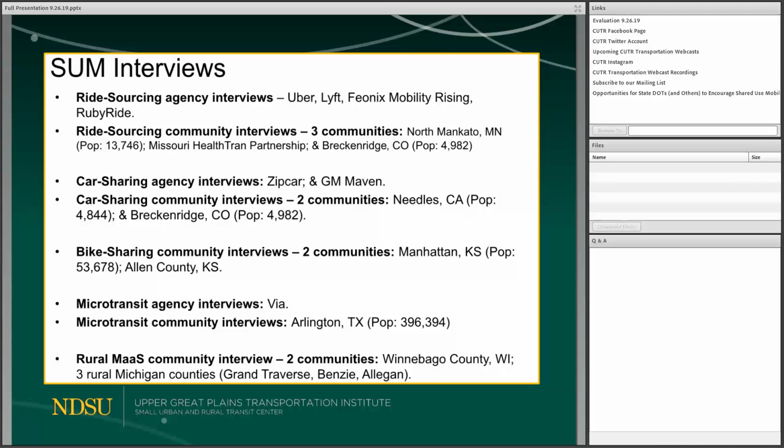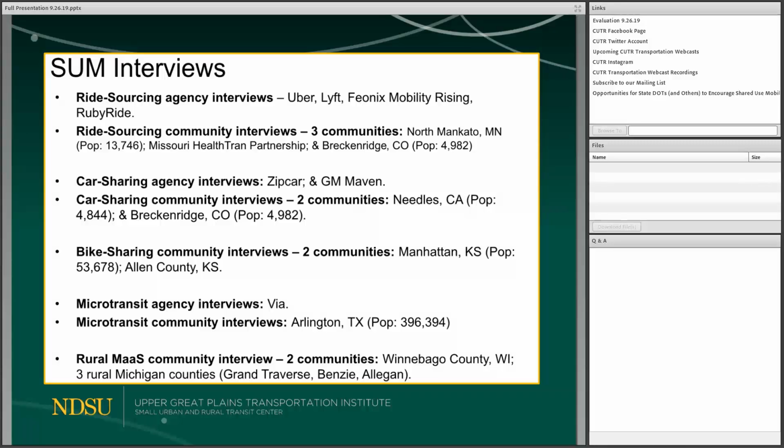Similarly, bike sharing interviews were conducted for bike share systems in Manhattan, Kansas, and Allen County. And we don't have any microtransit implementations in rural areas, but we found a particular microtransit implementation in Arlington, Texas, which is closer to a smaller community. VIA operates dynamic on-demand ride sharing, or microtransit, service in multiple urban areas, but also in the smaller community of Arlington. So we interviewed that community.